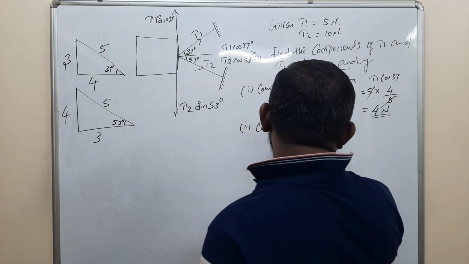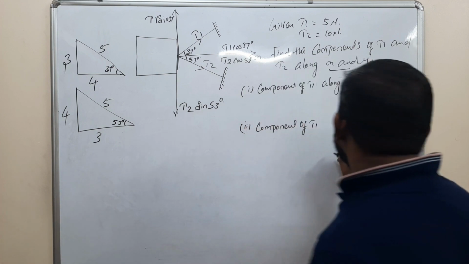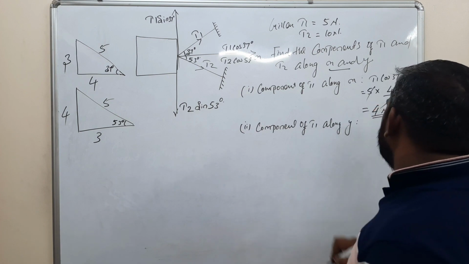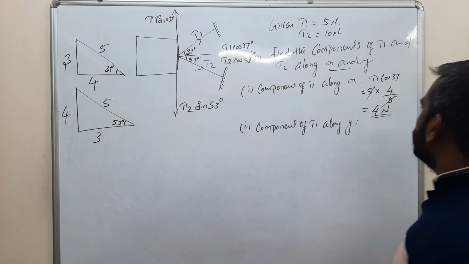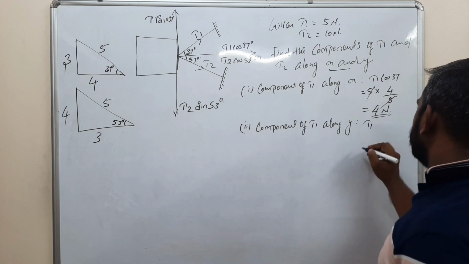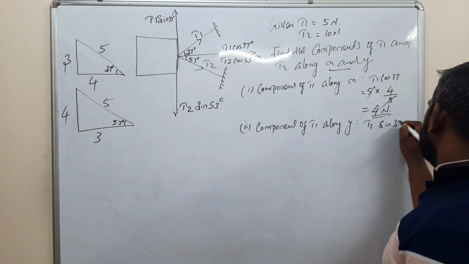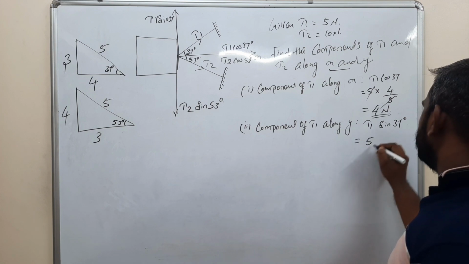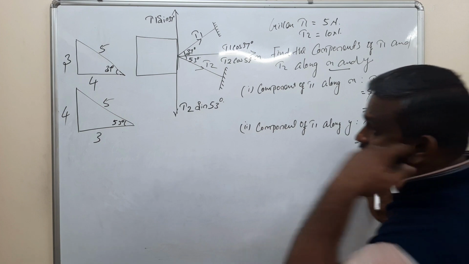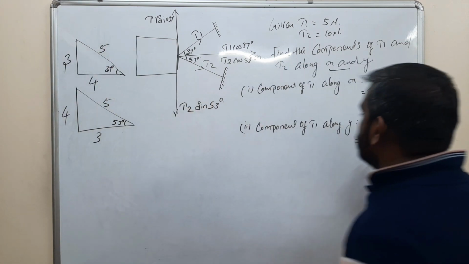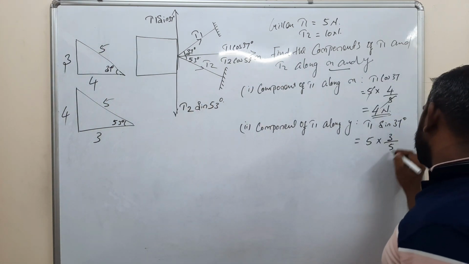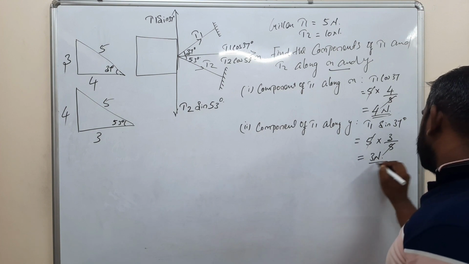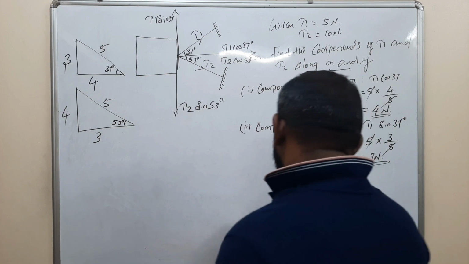2. Component of T1 along y. So that's T1 sine 37. What is the value of T1? That is 5 into sine 37. Opposite side by hypotenuse, that is 3 by 5. So 5 get cancelled. So that's equal to 3 Newton.